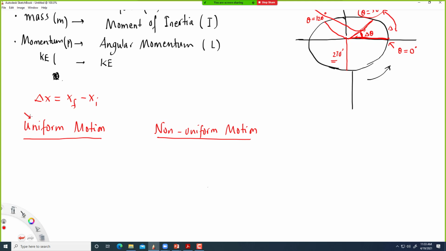Uniform is, what kind of motion is uniform? Where speed is constant, right? Speed doesn't change. That means there is no acceleration. Non-uniform is where speed or where velocity changes. So acceleration is non-zero. There is non-zero acceleration.